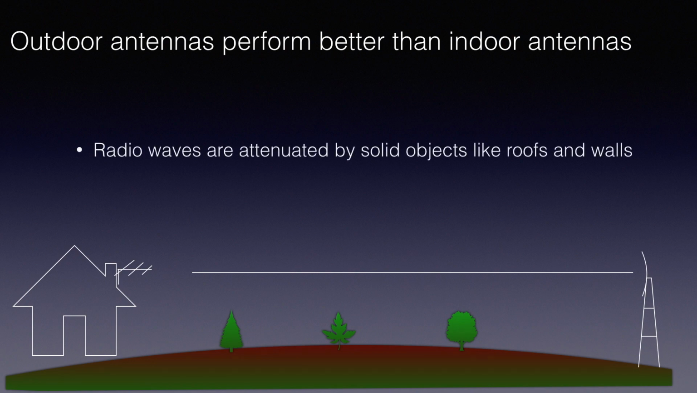And this is because radio waves are attenuated by solid objects like roofs and walls, but less so by glass windows, and that is an item that you may be tested on, the glass window being less of an attenuator than brickwork, as it's mentioned specifically in the syllabus.